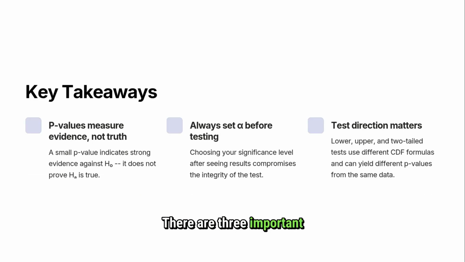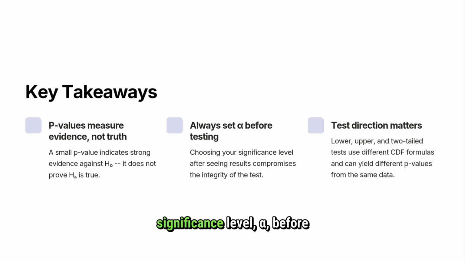There are 3 important points to remember when interpreting hypothesis test results. First, p-values measure evidence, not truth. A small p-value indicates strong evidence against the null hypothesis, but it does not prove that the alternative hypothesis is absolutely true. Statistical tests help us assess evidence, not guarantee certainty.